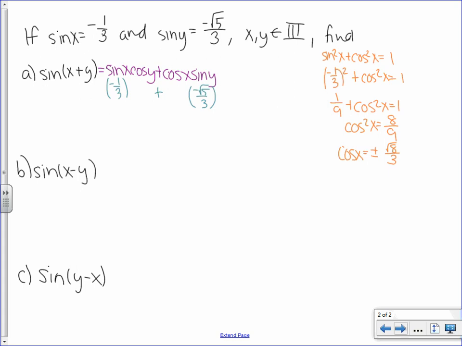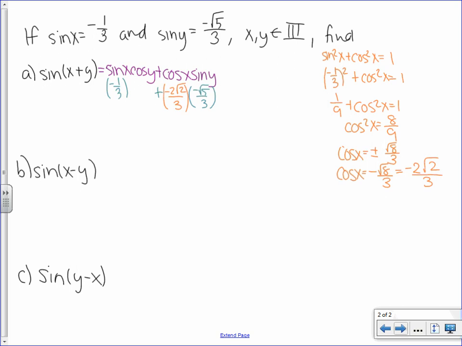Okay, and I'm in quadrant 3. In quadrant 3, cosines are negative, so I want the negative answer. Cosine x is going to be equal to negative the square root of 8 over 3. We always want to have simplest radical form, and this 8 can be broken down. 8 is 2 times 2 times 2, and then we can pull out a pair of 2. So this is negative 2 square root of 2 over 3. I just broke that 8 down, so I'll plug that in for the cosine of x. Negative 2 square root of 2 over 3, okay?